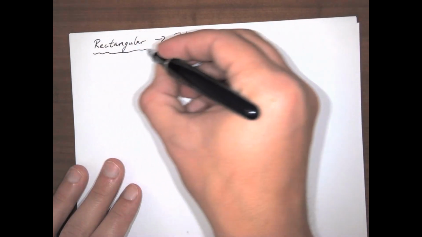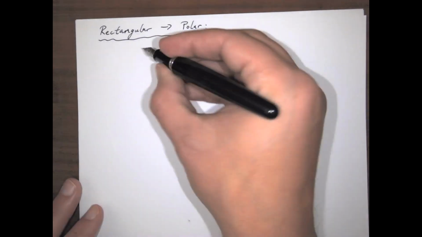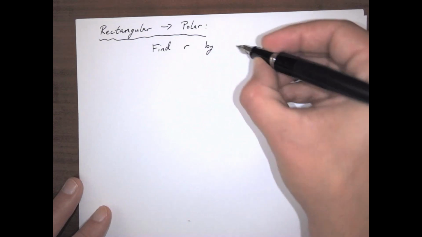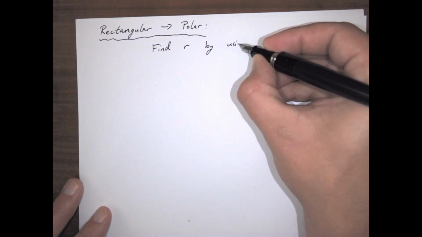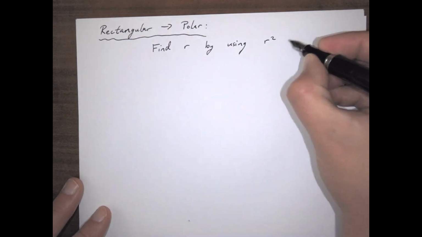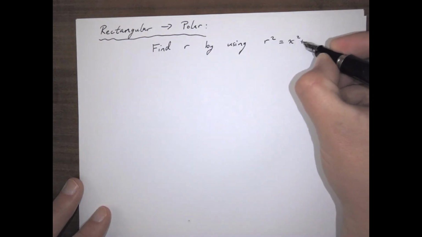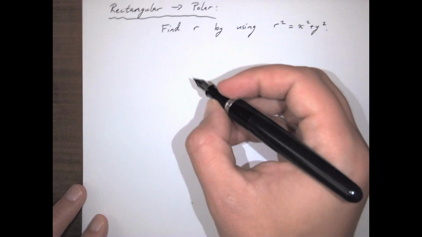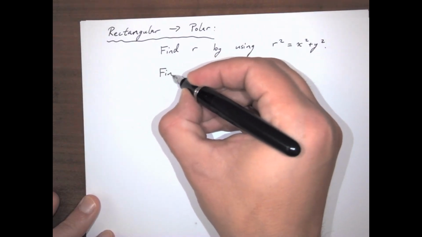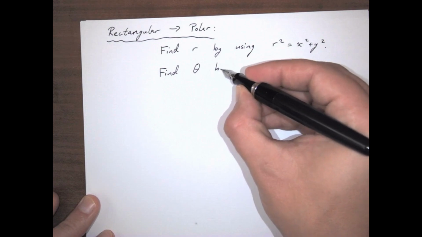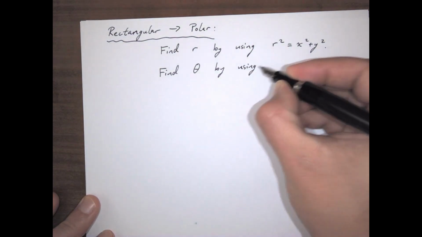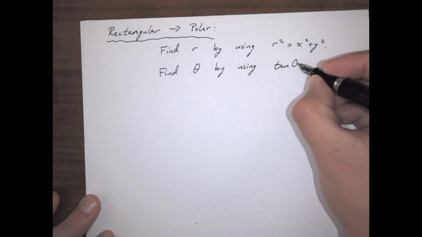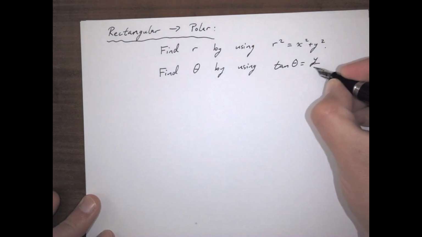So rectangular to polar. Here, find r by using r squared equals x squared plus y squared. And then the hardest one is going to be the theta, by using tan theta equals y over x.